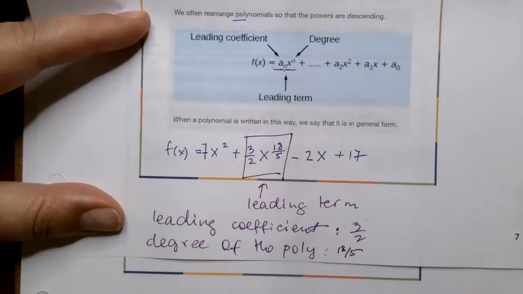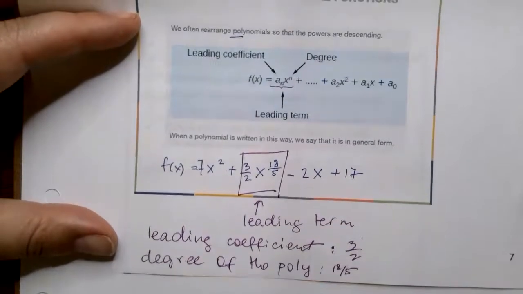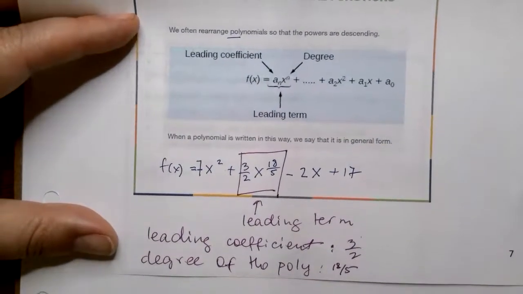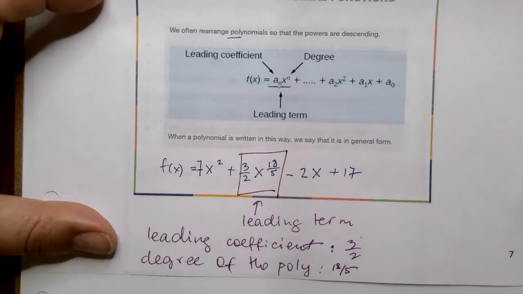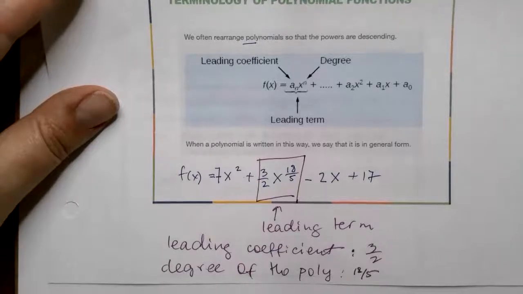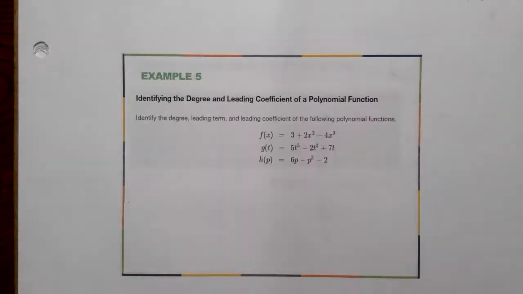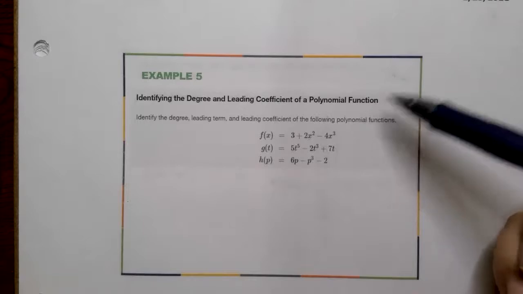So the leading term is your term with the highest power. And everything about this term is very important because this term will determine the end behavior of the entire polynomial function. And that is exactly why we're focusing on that term. It's going to become very important. But meanwhile, let's take a look. Identify the degree and leading coefficient of a polynomial function.